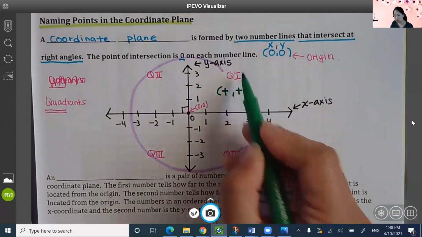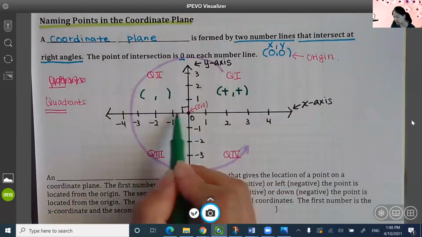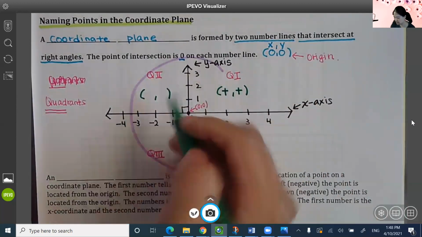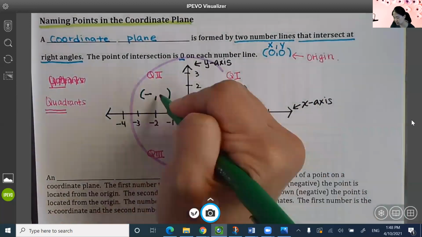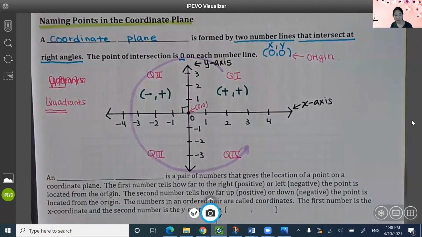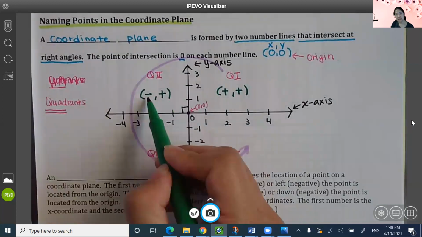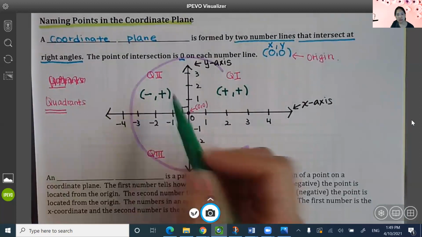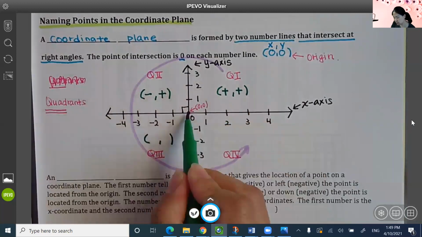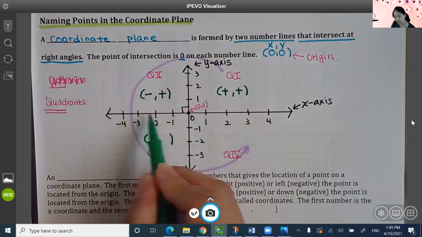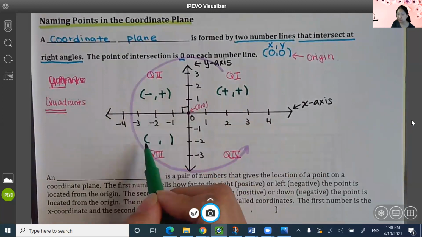What about quadrant 2? Let's look at your x coordinate. All of these numbers are negative, but you'll be going up, which means all of your y coordinates are going to be positive. Any number in quadrant 2, your x coordinate is going to be negative and your y coordinate is going to be positive. What about quadrant 3? Your x coordinate is going to be negative, and then you're going to be going down, so your y coordinates are also going to be negative.